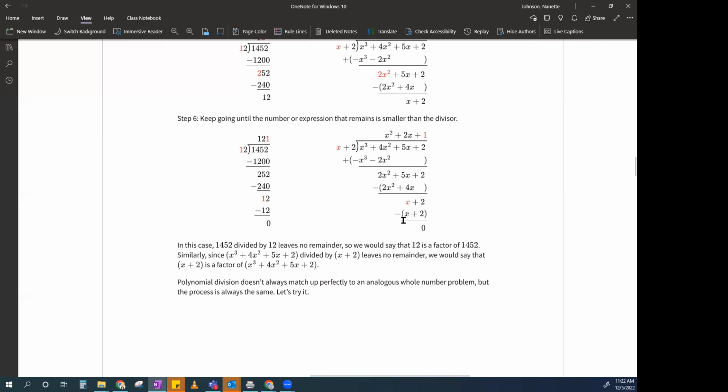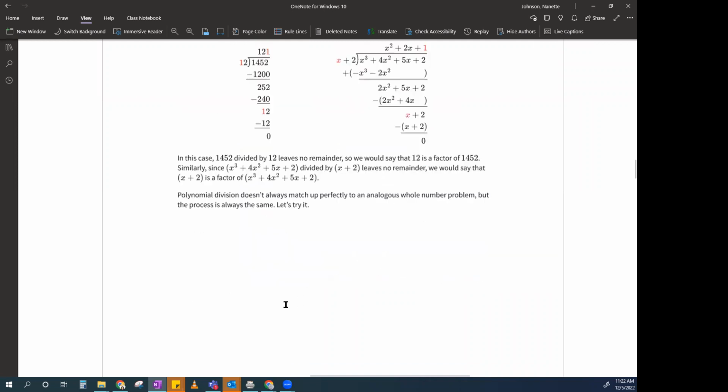Okay, this is so important that they have a couple of theorems attached to this thought right here. There's the remainder theorem, and another theorem that I can't remember off the top of my head right now. So similarly, if this polynomial divided by x plus 2 leaves no remainder, we would say that x plus 2 is a factor of this polynomial. Polynomial division doesn't always match up perfectly to the analogous whole number problem, but it's a process that we can use. Okay, we're going to use it.